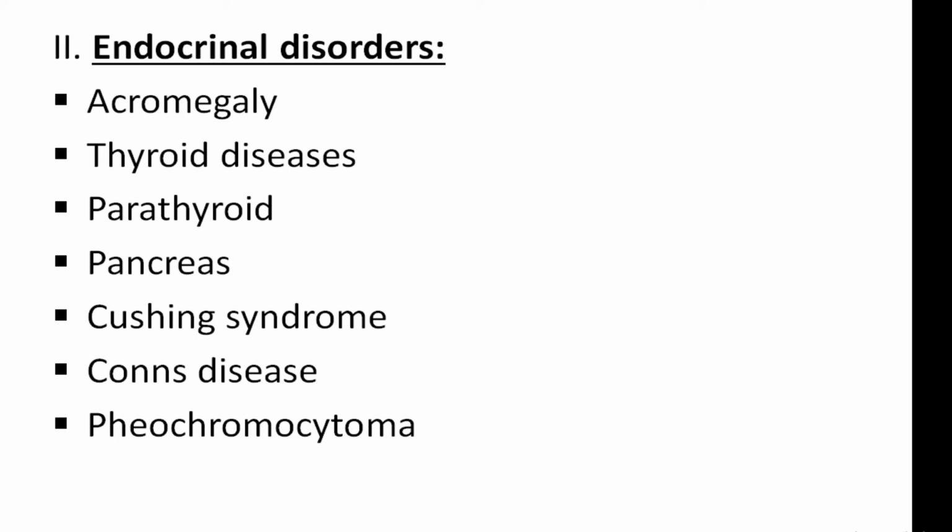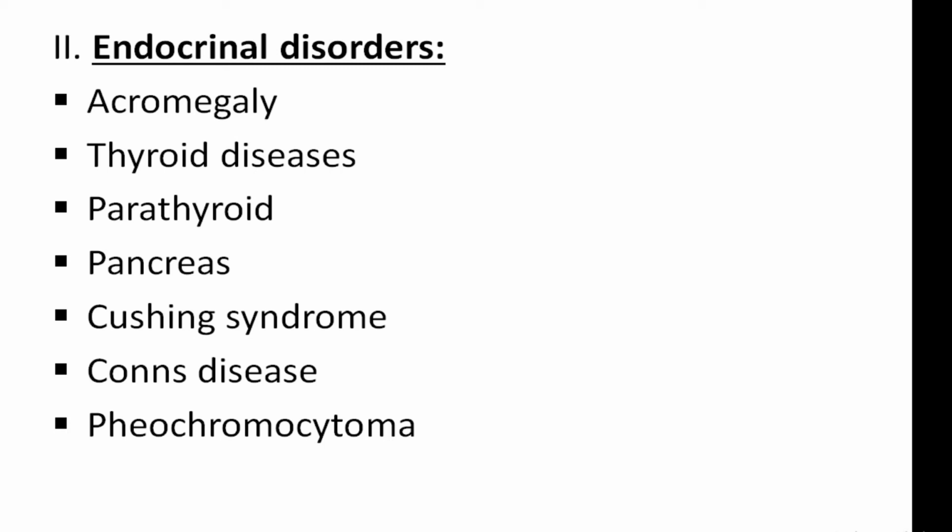Next is Conn's disease. What is Conn's disease? It is a variant of Cushing syndrome, and in Conn's disease there is primary hyperaldosteronism. So you all know that hyperaldosteronism, what does it do? It increases sodium and water retention, increases plasma volume, increases venous return, increases blood pressure, and causes hypertension.